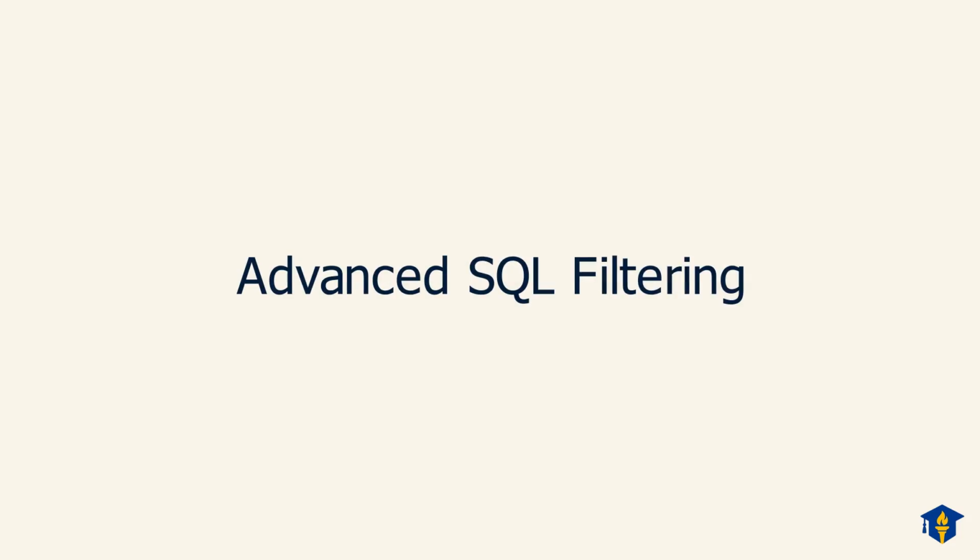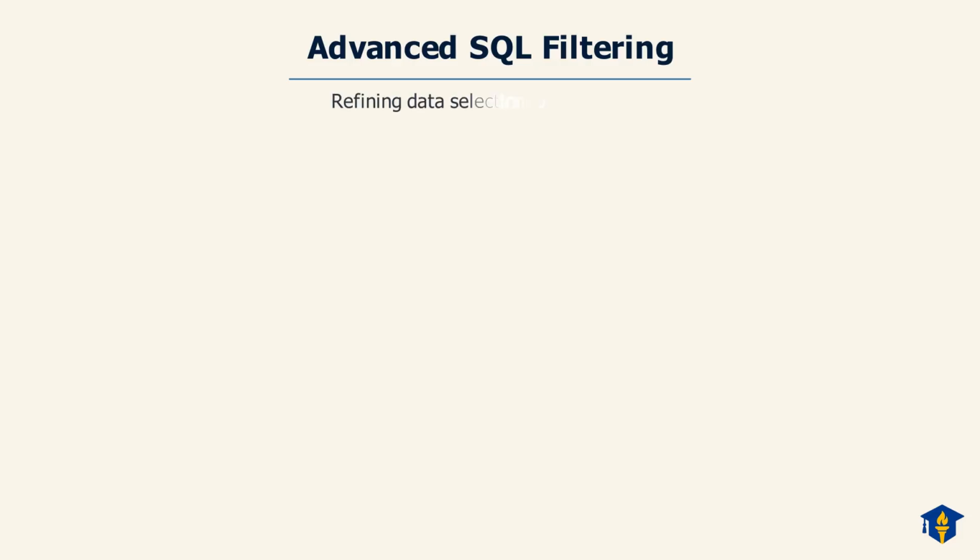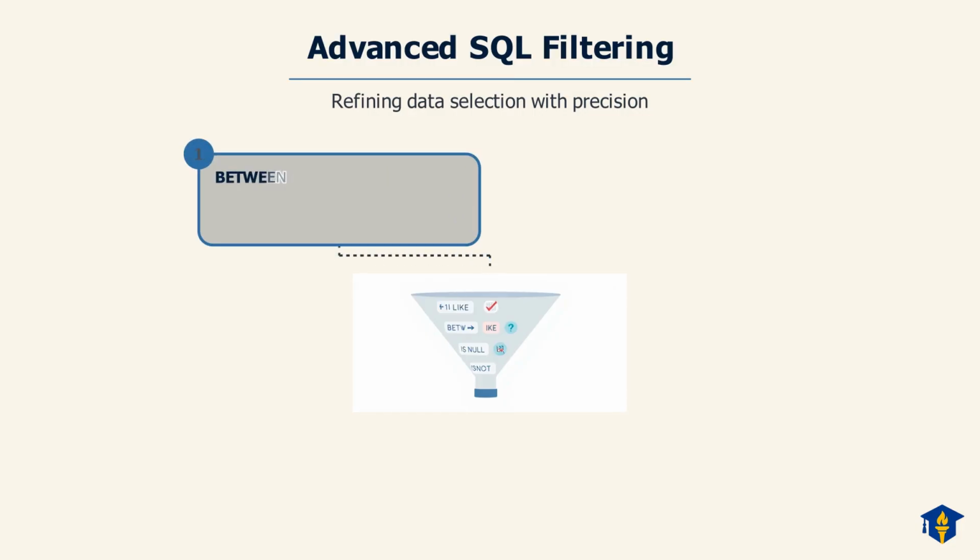Today, we will cover advanced SQL filtering techniques for precise data selection. These techniques allow you to refine your data selection with greater precision and control. The between operator filters data that falls within a specified range of values. It allows you to select records where a value is within a defined lower and upper bound.